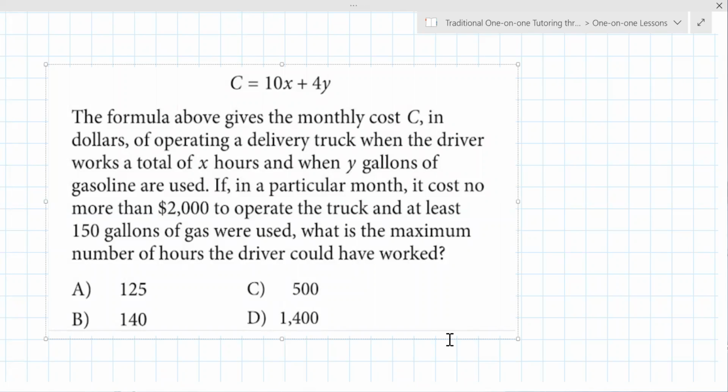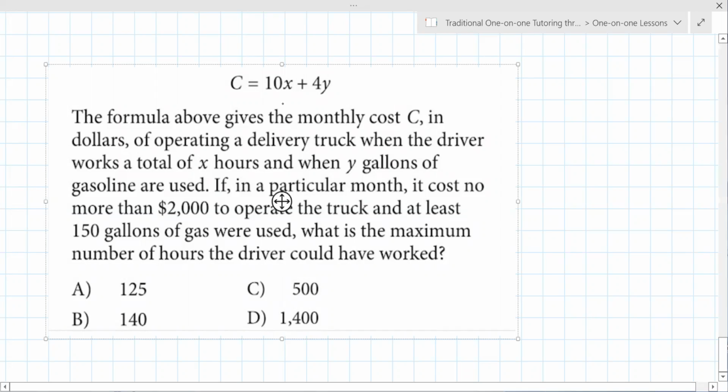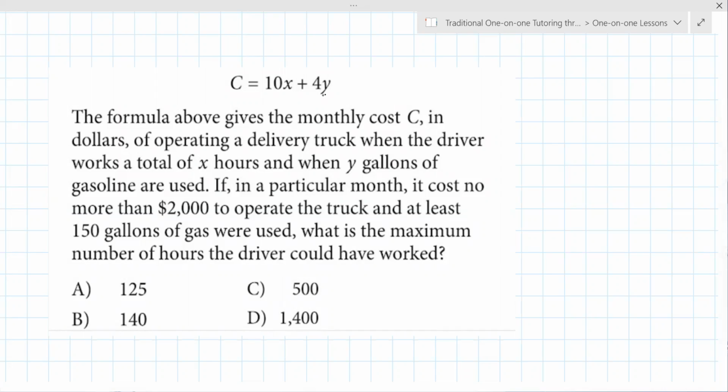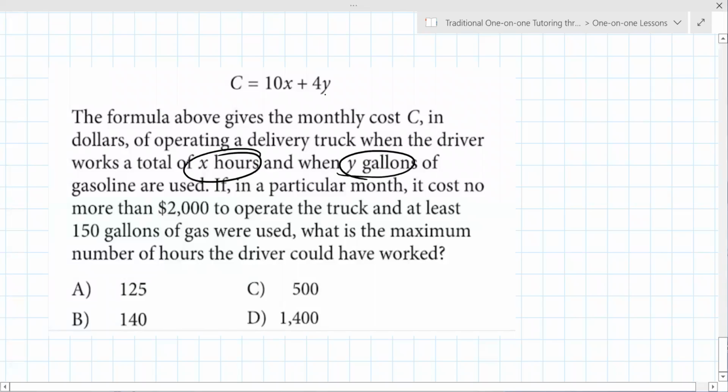Okay, so another technique is to just read the question again. They give you the formula: X is hours, Y is gallons, but we don't know... there's something missing here. Oh no, I'm sorry. X is the hours and Y is the gallons. Okay, sorry. I had to read it twice myself.